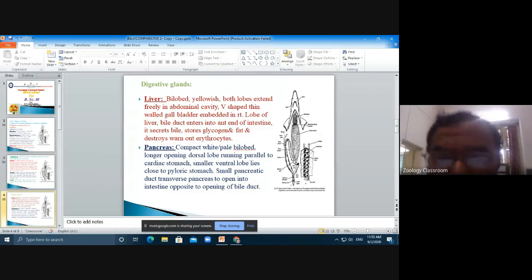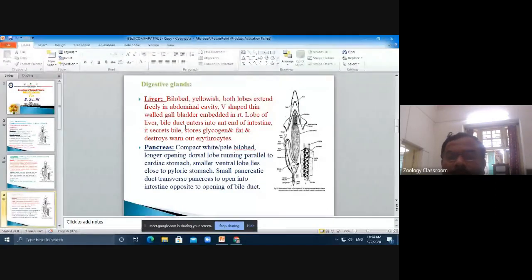The bile duct, which arises from the gallbladder, enters into the anterior end of the intestine. This is the duct shown here. This is the bile duct. So this bile duct enters into the anterior end of the intestine, and the secretion, that is the bile, is carried into the intestine.